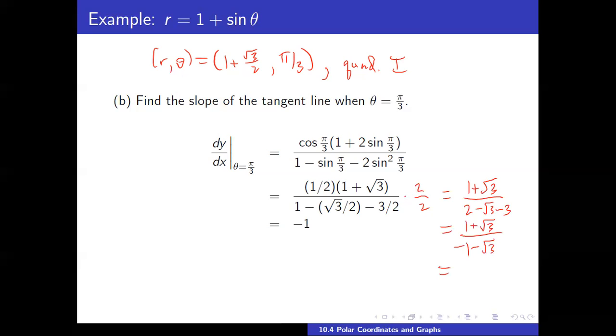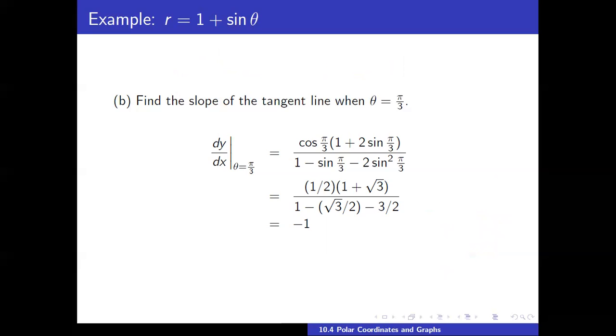And hey, do you guys realize that the bottom is just the negative of the top? So this is minus 1. We're just doing a little bit of arithmetic here. So that slope is minus 1, and that's interesting. The slope of the tangent is minus 1 at this point.